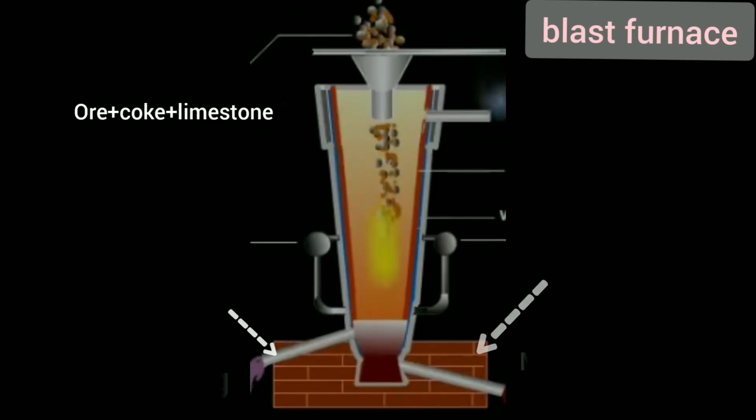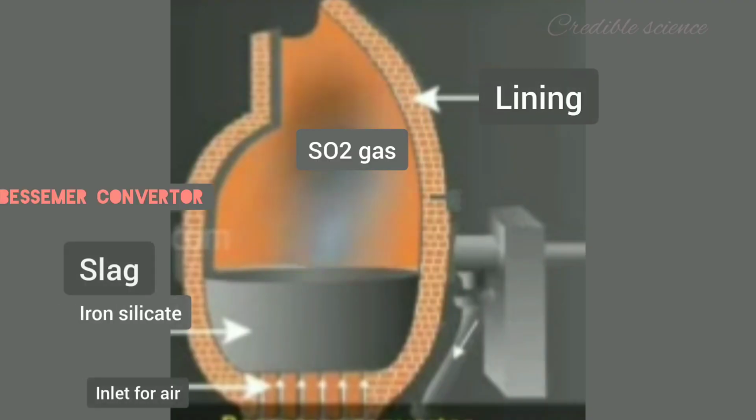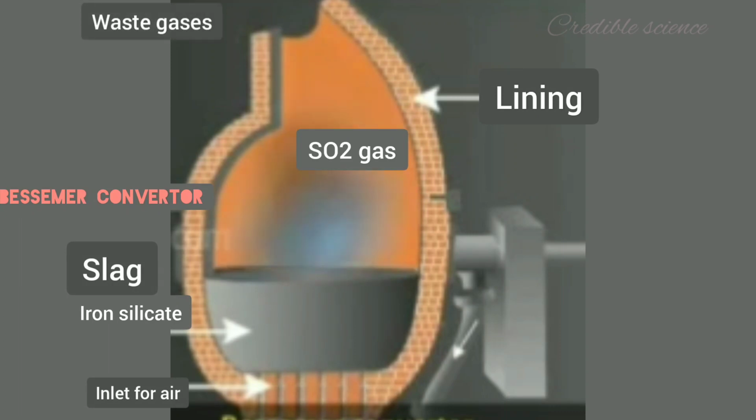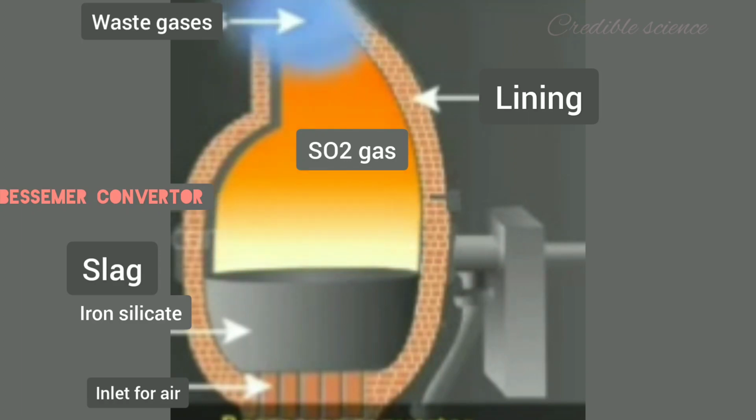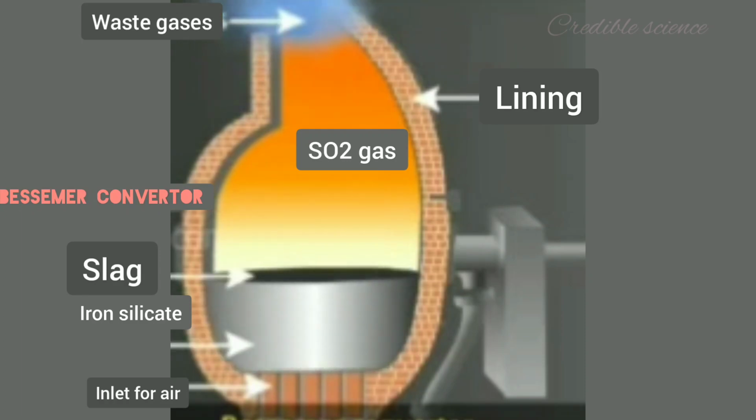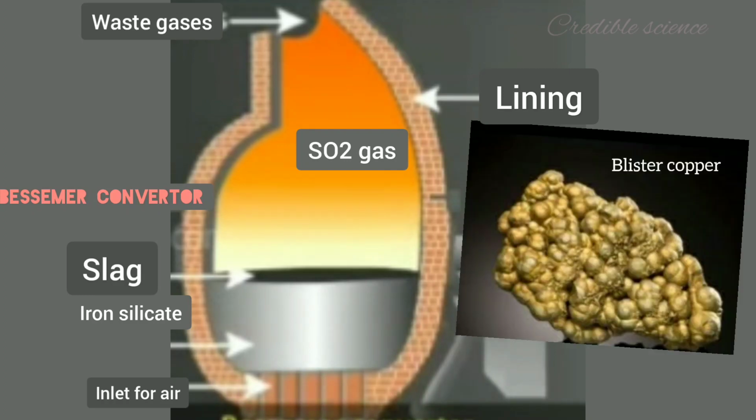The matte is now fed into the Bessemer converter. Inside the Bessemer converter, the ore gets oxidized through the air that is being supplied from the bottom of the furnace. Here, copper sulfide is converted into copper oxide and iron sulfide is converted into iron oxide. This iron oxide reacts with the sand to form iron silicate, the slag. Copper here forms blisters as the waste gases like sulfur dioxide move up, and therefore here the copper is called blister copper, which is 98% pure.